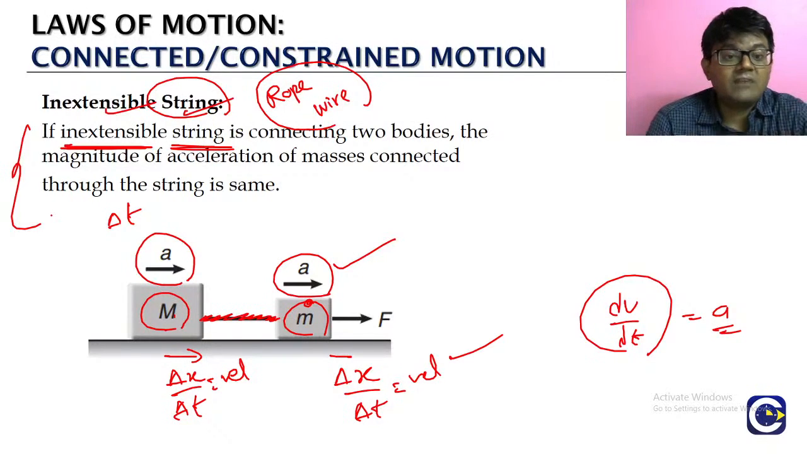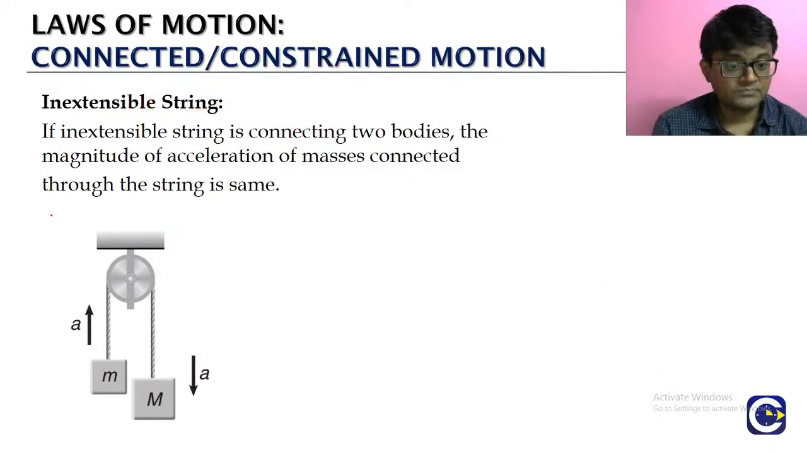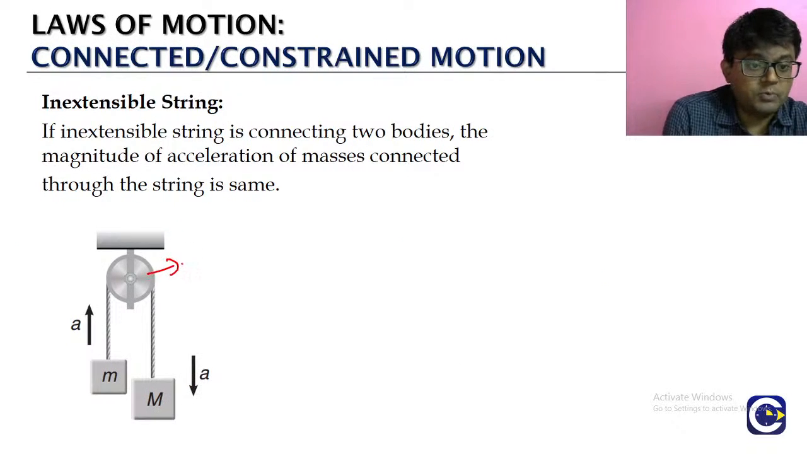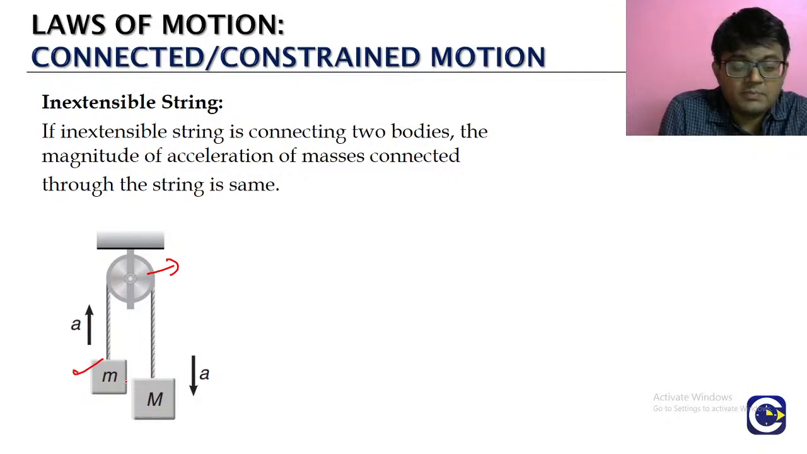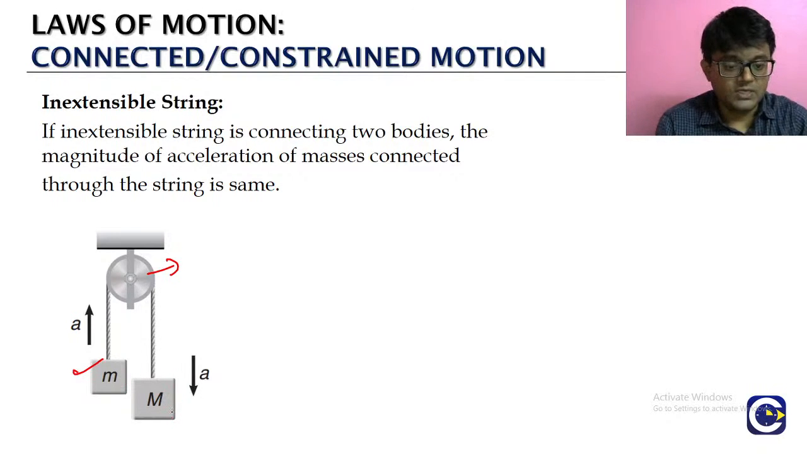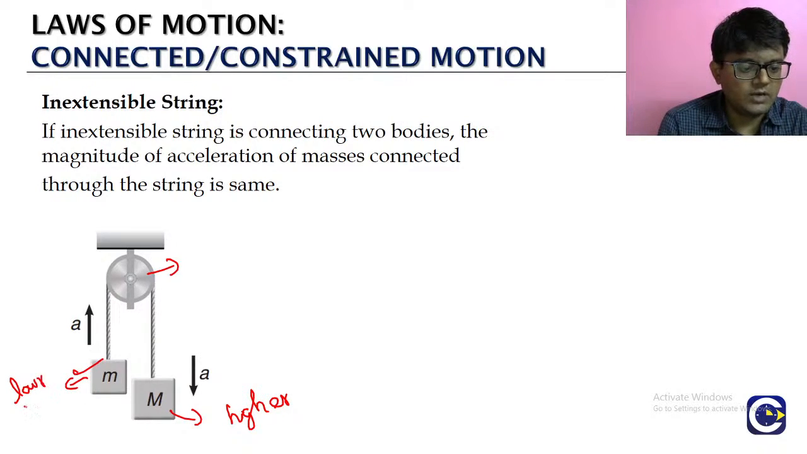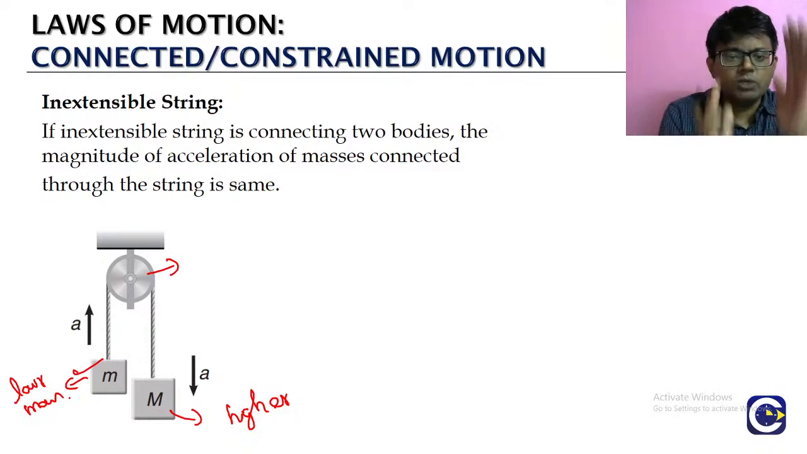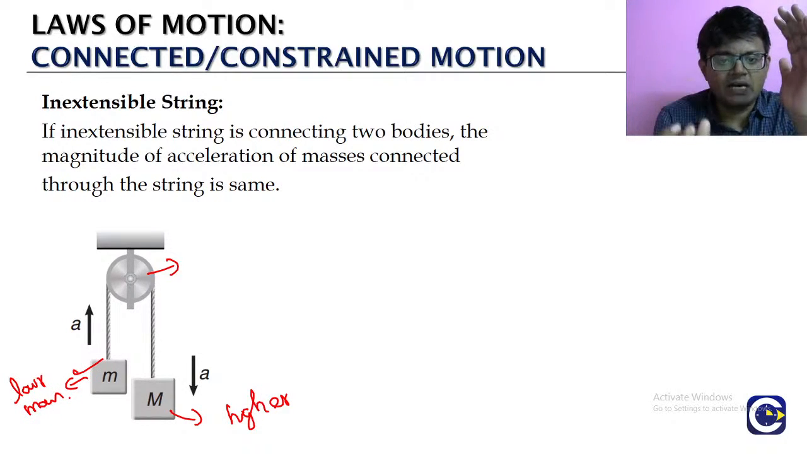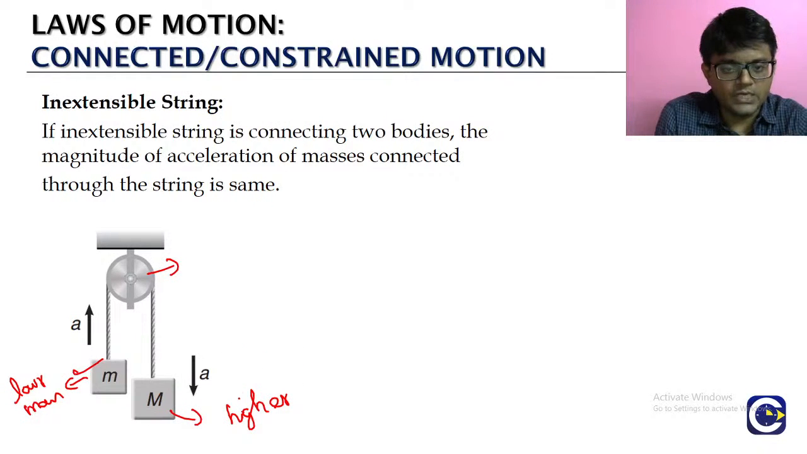So both of them will have the same magnitude of acceleration. Now I'm going to represent it. Look here, we have the pulley system. Here there is a small m on this side, and capital M is on that side. Capital M we are considering as the higher mass, and this is the lower mass. Intuitively, if you have a higher mass, the higher mass, capital M, will be going down and small m will be going up, the movement across the pulley.